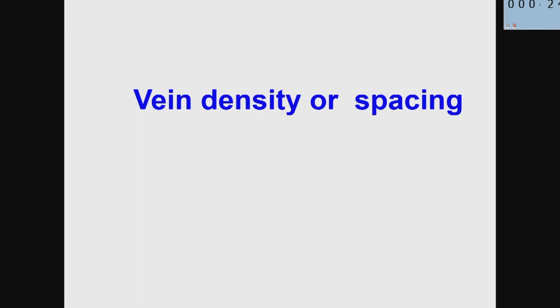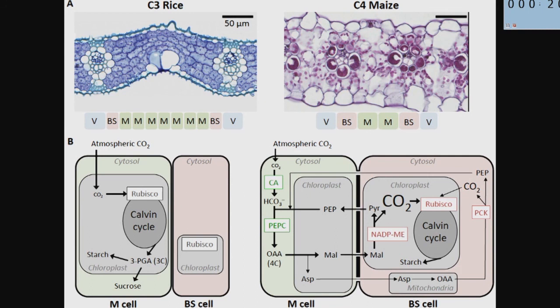And then one big issue is vein density. You can see that the structure of C3 is different from C4. In C4, you have a very small space. In C3, you have 7 mesophyll cells in between. In C4, you have only 2 mesophyll cells in between 2 veins. And so the question is, what genes control this development?